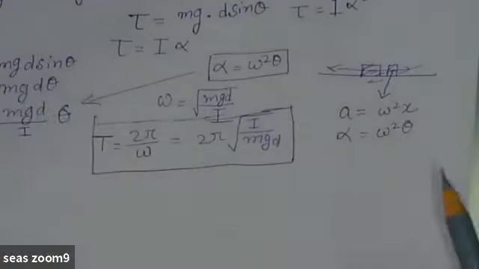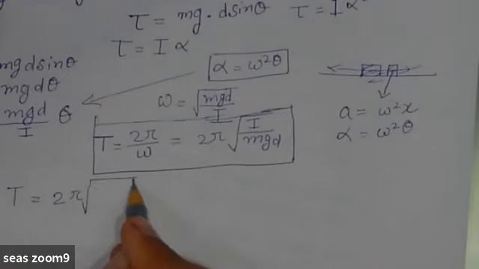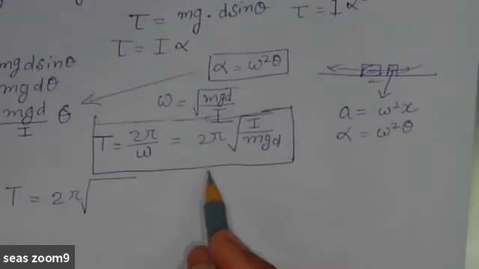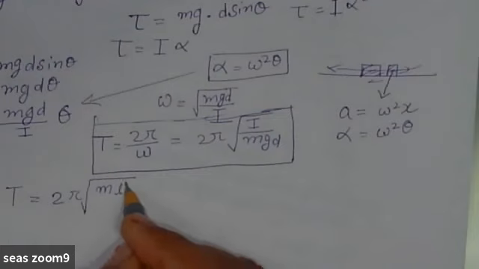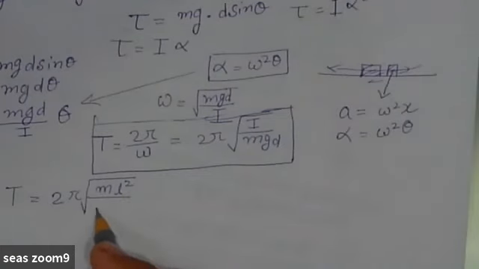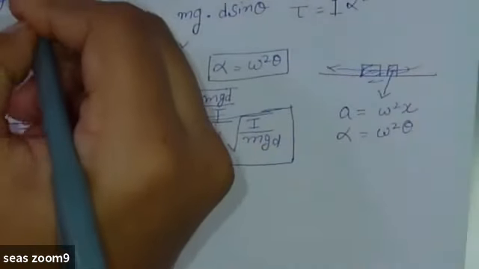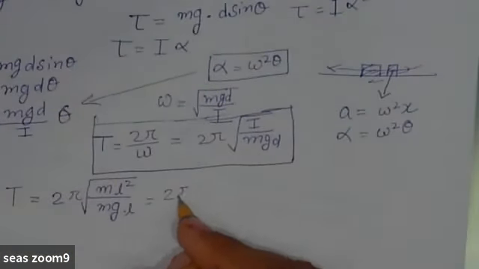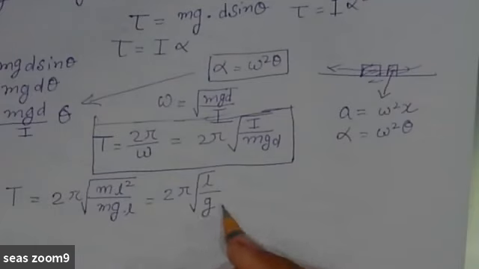Okay. In case of simple pendulum, what happens? T is equal to 2 pi. In the case of simple pendulum, what will I become? I is equal to mk square. K is the radius of gyration. Here K becomes L, so m L square divided by mg, and what will d become? In the simple pendulum case, d becomes L, right? So that is why we say that the time period for a simple pendulum is 2 pi under root L by g.